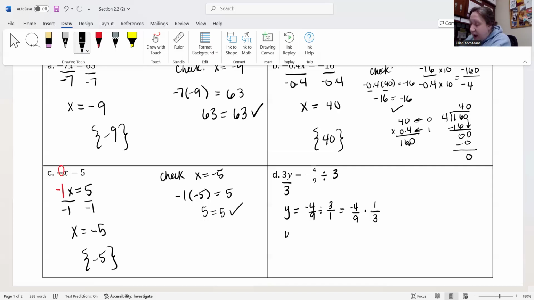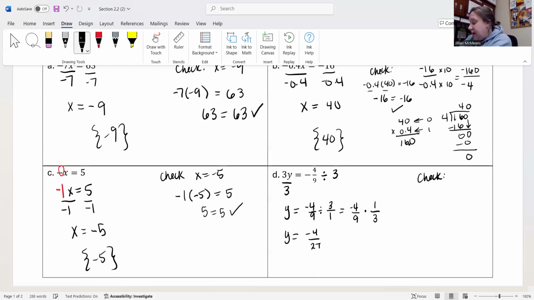And so after doing a little bit of work, I can see that the numerator here is just negative 4, so that's got factors of 2. The denominators are 3 and 9. 9 has factors of 3. Nothing's going to cancel here, so I would say my final answer is negative 4/27. Now we can check that, okay?